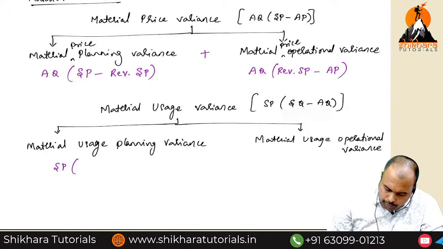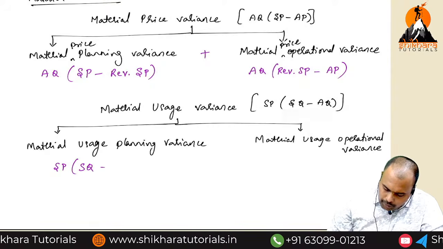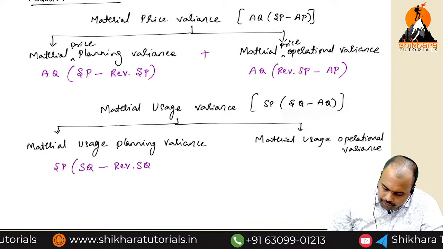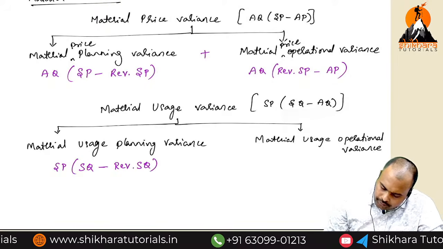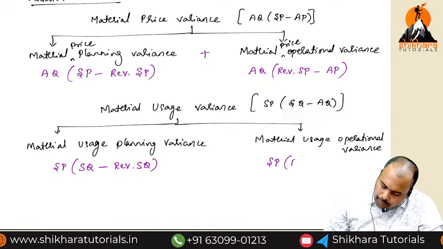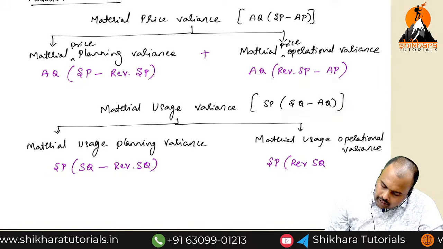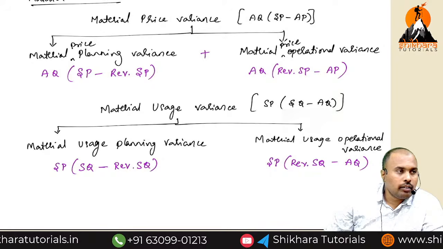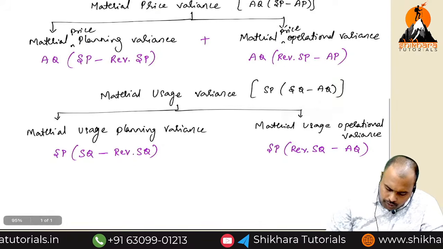So this has to be standard quantity minus revised standard quantity. Now this formula has to be standard price into, in the place of SQ, I am supposed to take revised SQ minus AQ. Clear?